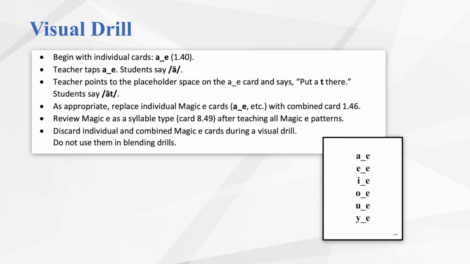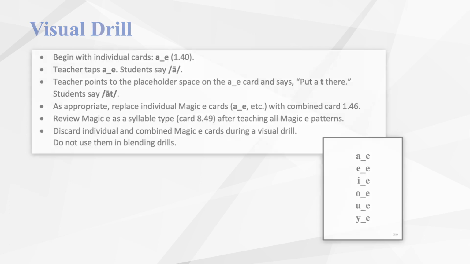After you introduce all the Magic E patterns, A consonant E, I consonant E, etc., you may want to retire the individual cards and include the combination card, as it tends to increase the pacing of the visual drill. When you've transitioned to the combo card, you can point to the patterns out of order. Otherwise, what quickly happens is they just rattle off A, E, I, O, U, I. Also, continue the practice of asking students to insert consonants in the placeholder as additional practice.